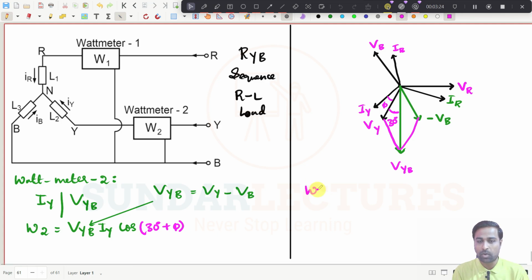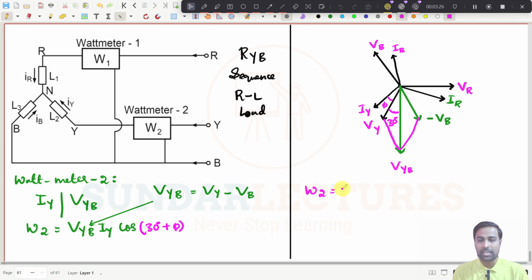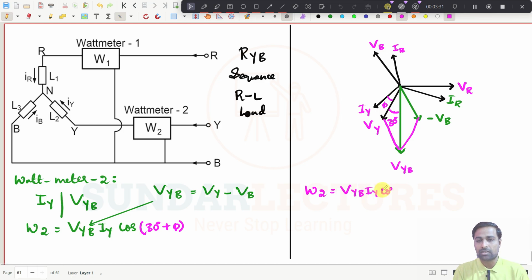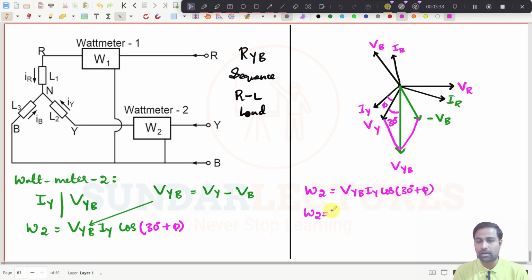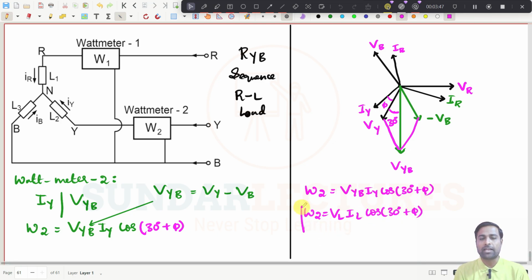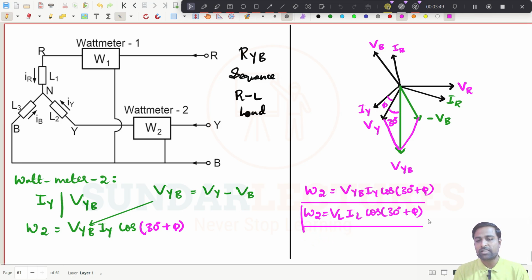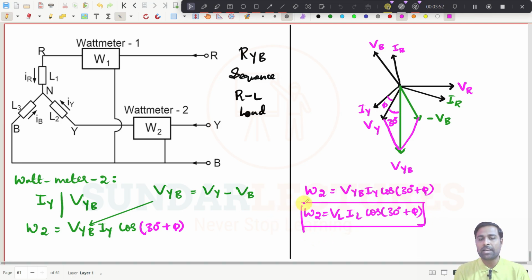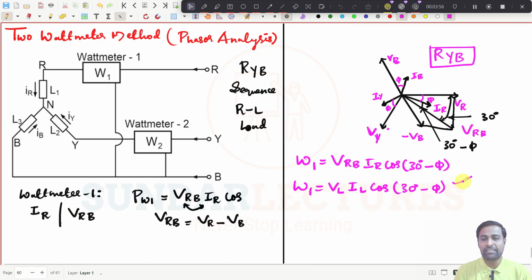So what will the wattmeter 2 read now? It is VYB and then IY cos of 30 degree plus phi. Or in other words, I can write this as line voltage, line current, cos of 30 degree plus phi. See, try to understand. We have found the value of W1 and then W2. This is W2 and this is the value of W1.